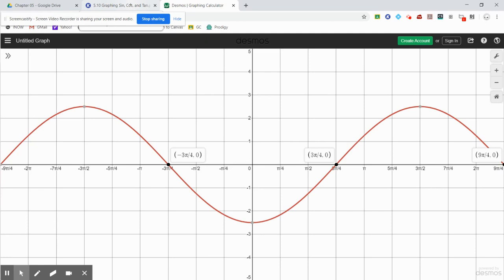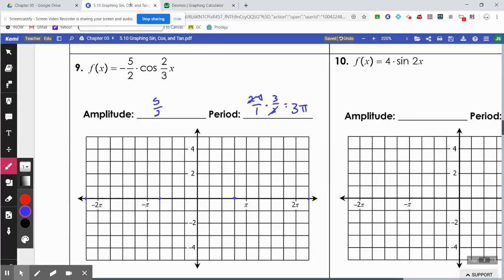Notice that we do have an amplitude again of 2.5. So right here in the middle, we're going to come down 2.5. I'm going to go to the middle of these two points here, and I'm going to go up 2.5 and do the exact same thing over here and connect my dots, and there is my graph.